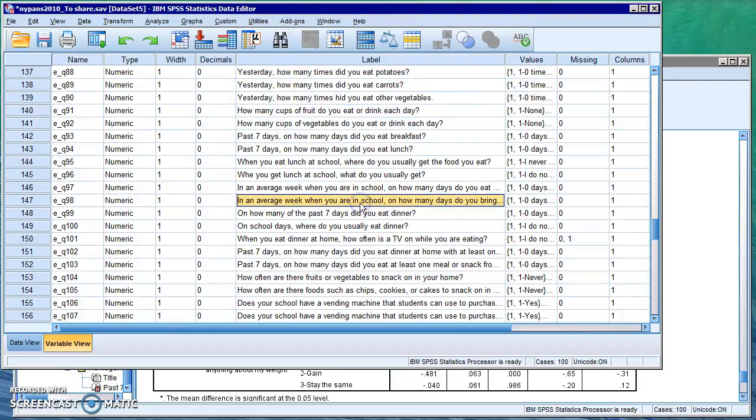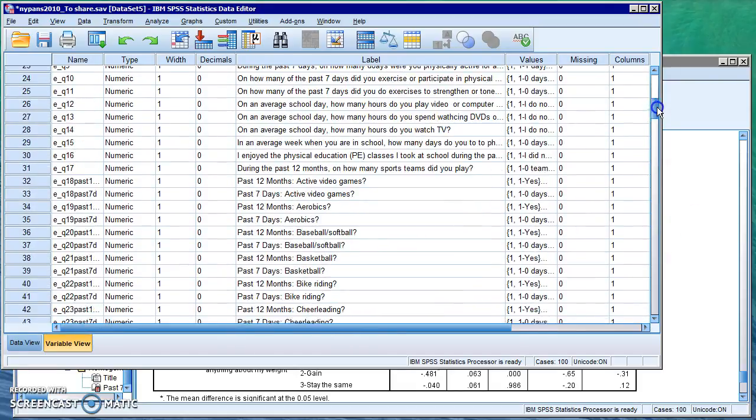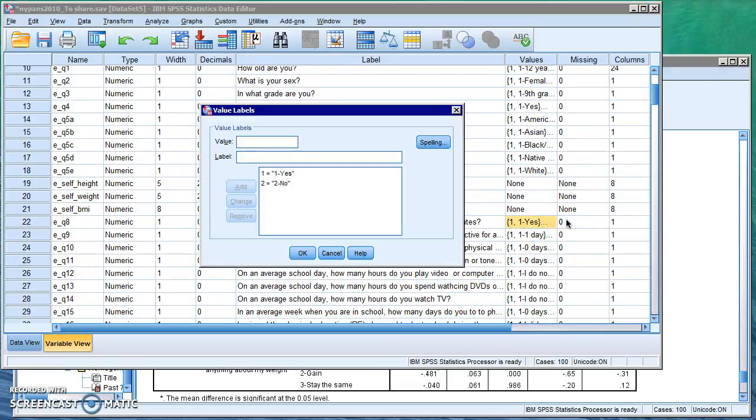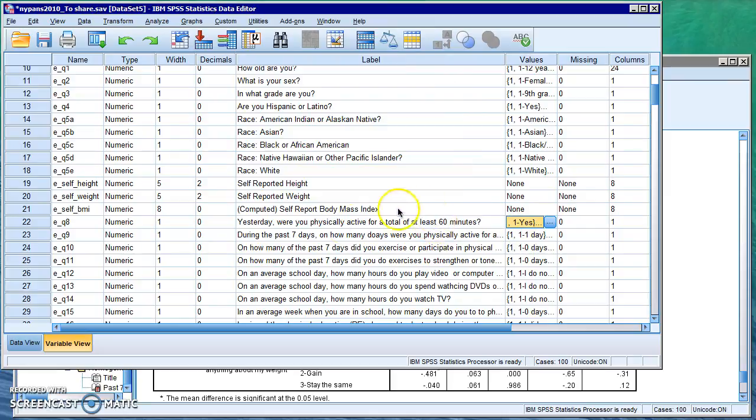This is a ratio variable because it has a true 0. You could have eaten from school or eaten from off campus every single day of the week. And then the other variable, question 8, is a nominal variable because yes or no just puts you in one group or the other. And these are unrelated groups, so this is why we can conduct an independent t-test.